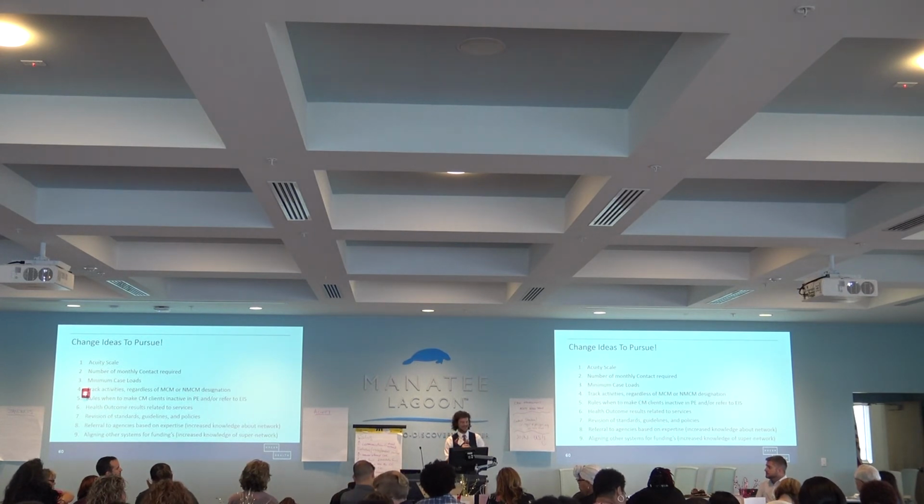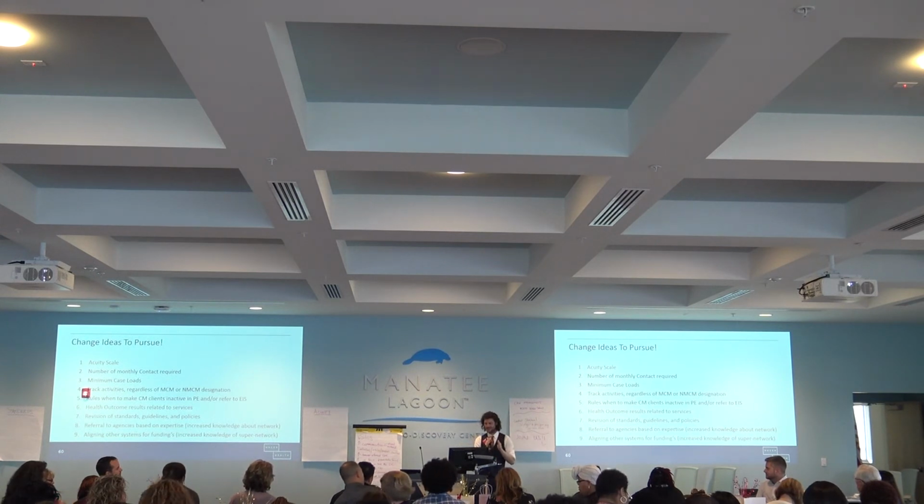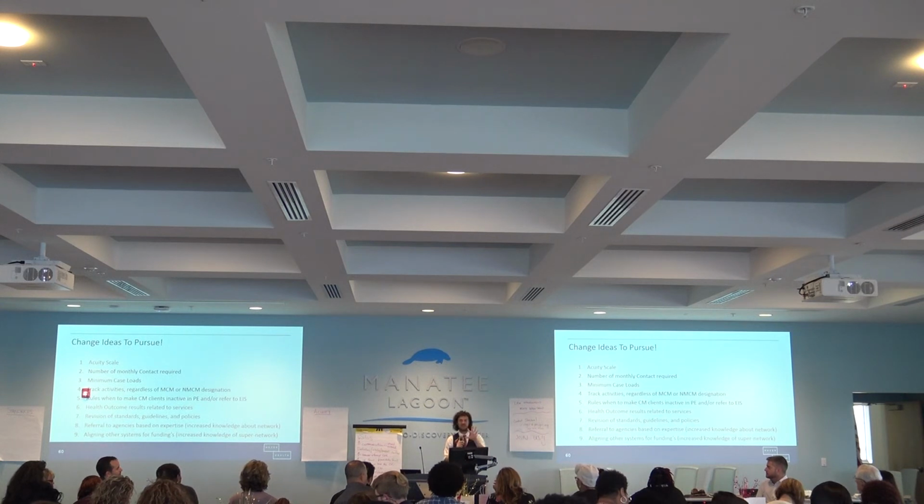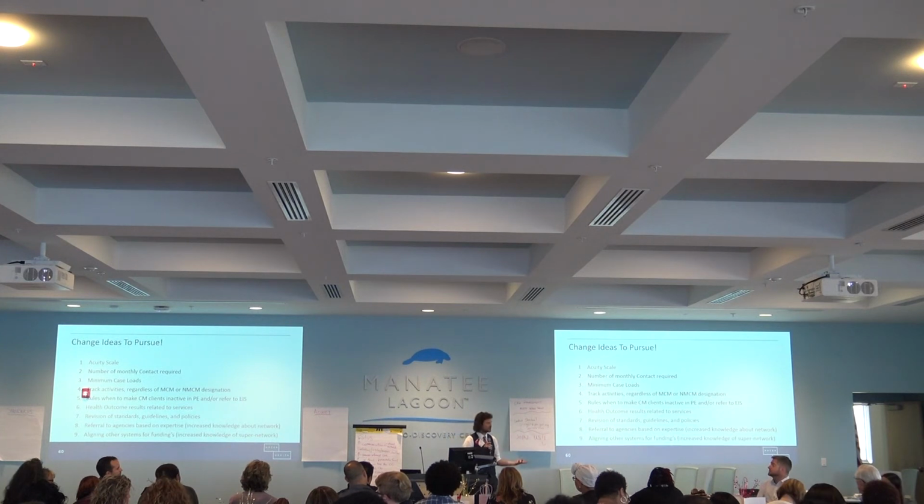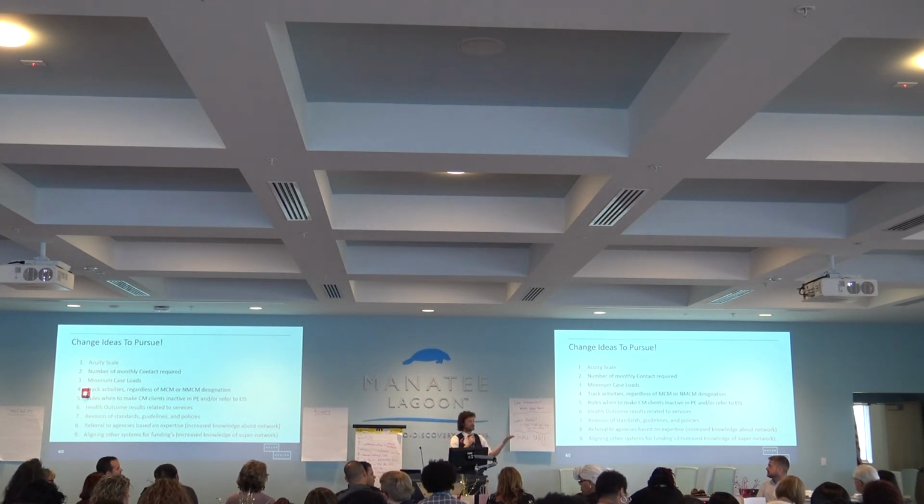So we have about 10 minutes. So we're going to spend 5 minutes doing a really abbreviated version of what I was planning on doing. And we're going to just look at 5 of the change ideas that have been selected by the case management working group. We'll look at acuity scale, health outcomes, revision of standards, referral to agencies, so thinking about a referral network, and also thinking more broadly about the funding streams and how Ryan might fit into a much bigger picture within Palm Beach County and the surrounding areas.